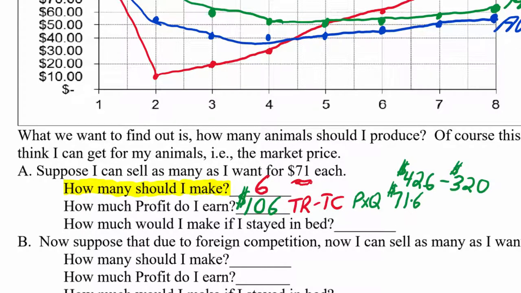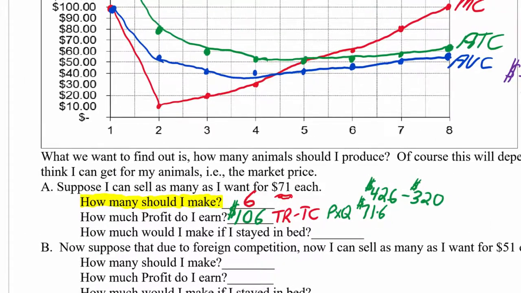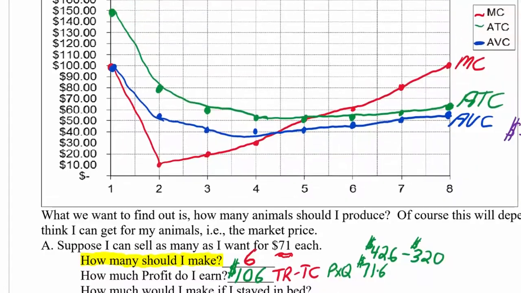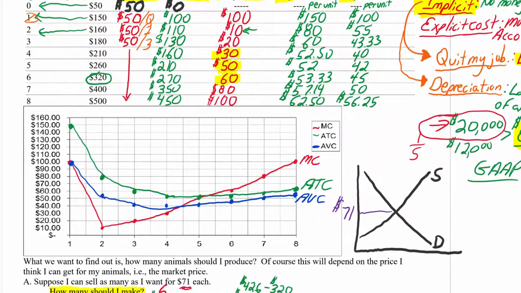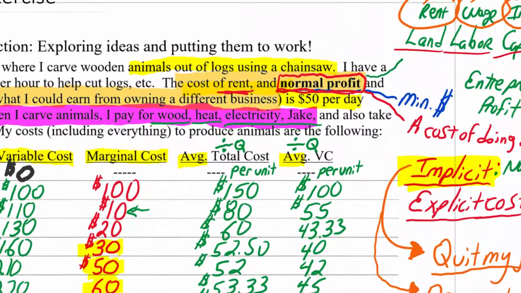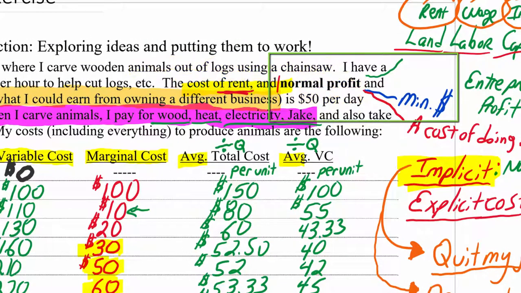I want to remind you of one thing. When we say that you're earning $106 in profit, there's actually a little bit more in profit this entrepreneur would be making. And that little bit extra profit is this normal profit that we were talking about here. Normal profit. Maybe in this business for this person carving these chainsaw animals, this would be $25 per day.